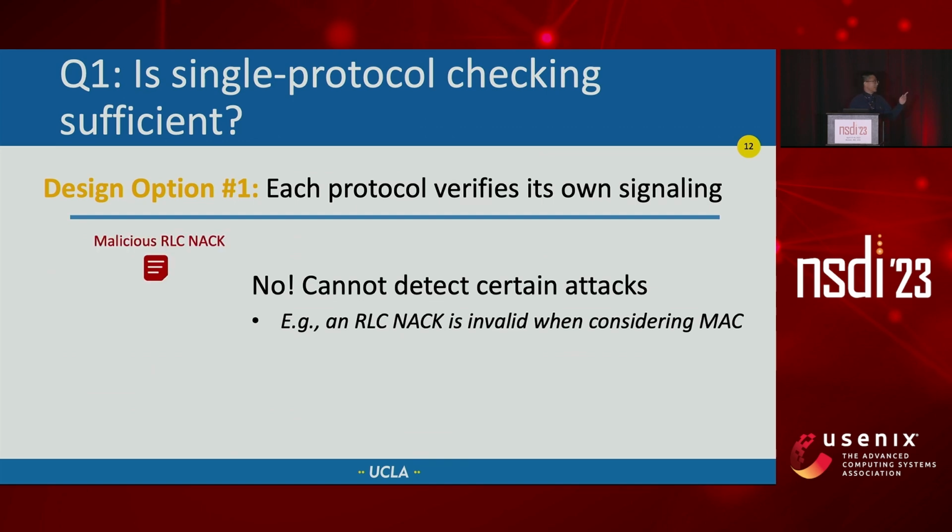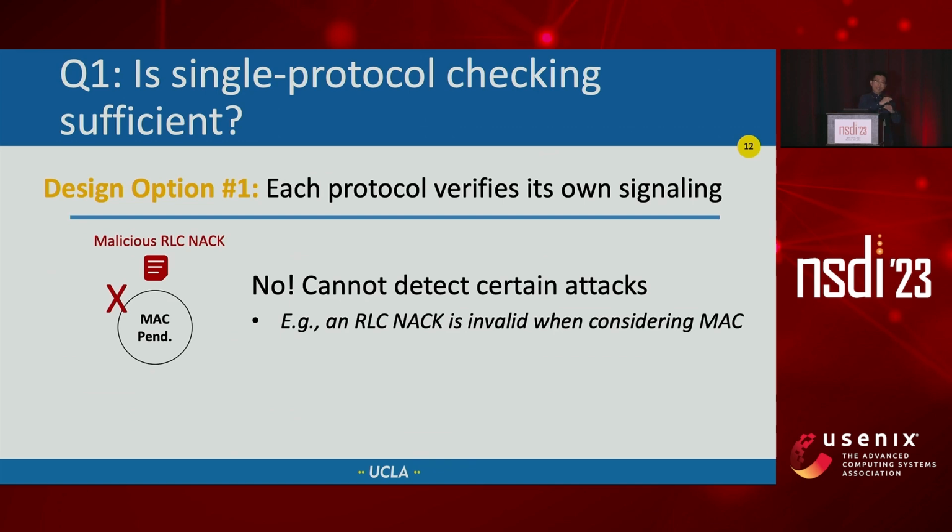Let's say we have received a malicious RLC NACK, which is a message for retransmission. But the problem here is that it's quite natural and common for the RLC protocol to receive a retransmission request, right? Why not? But if you observe the MAC layer protocol, it will tell you that, well, I haven't finished all the procedures and sent out this packet. Why does the other side ask you for a retransmission?